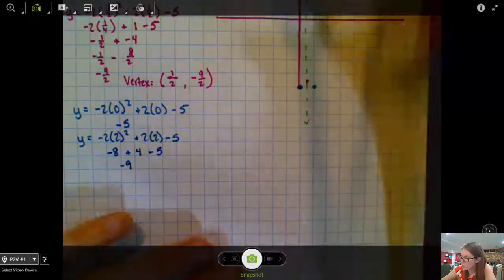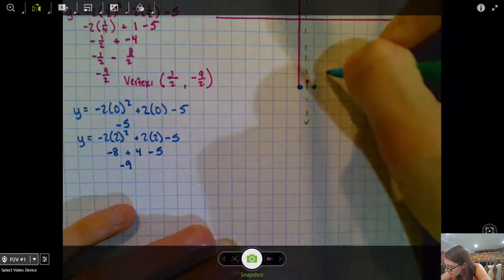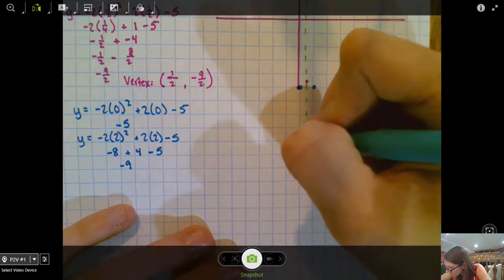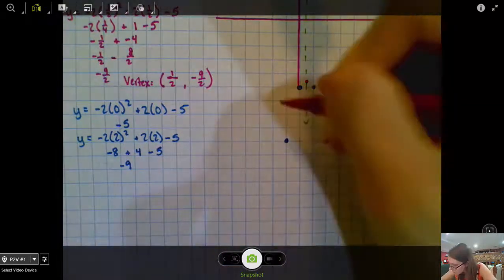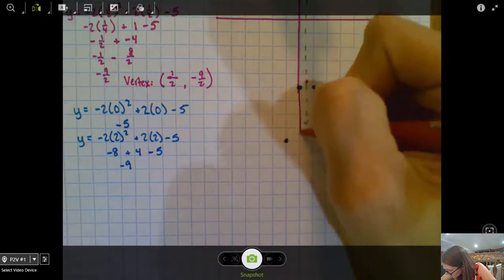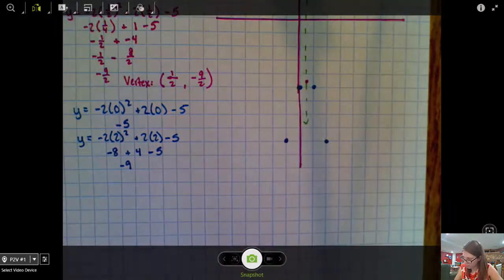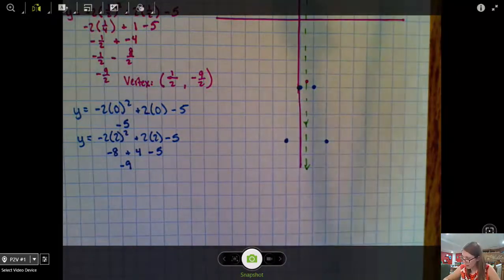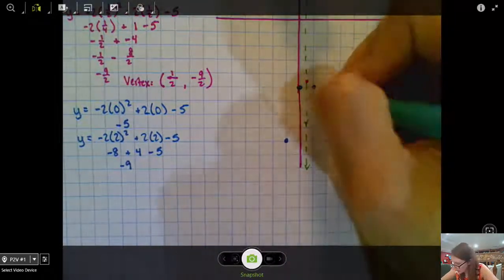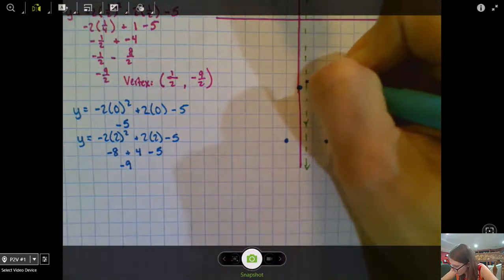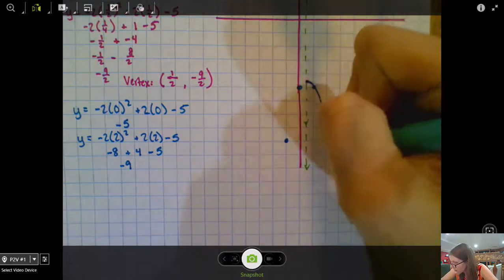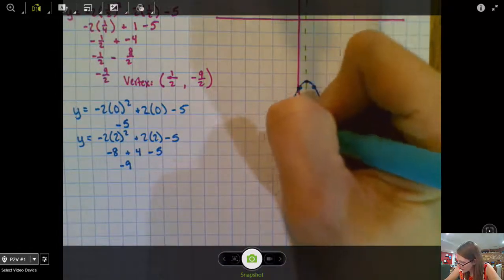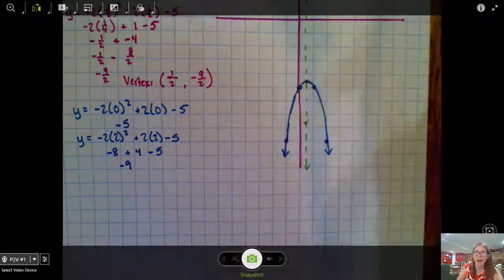So (2, negative 9) is on my parabola. And I think I'm going to have to extend this a little bit. Not too bad, though. But now we can connect our dots. We have our vertex, 2 points on either side. And this one, we had a little bit of messiness coming from our fraction there, but fractions are our friends. They're really not the end of the world. And we get our graph the same way.